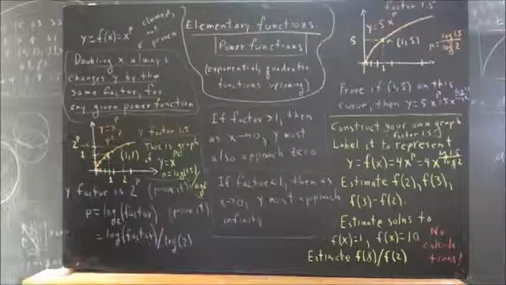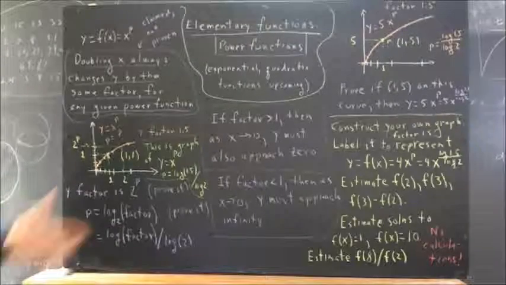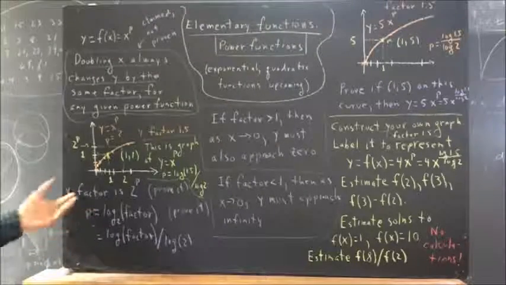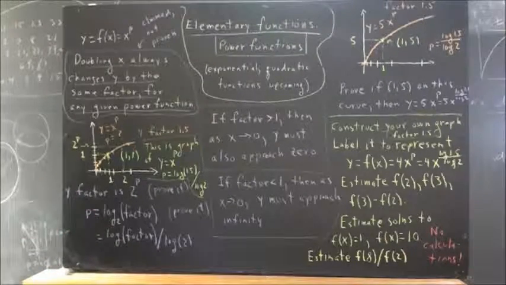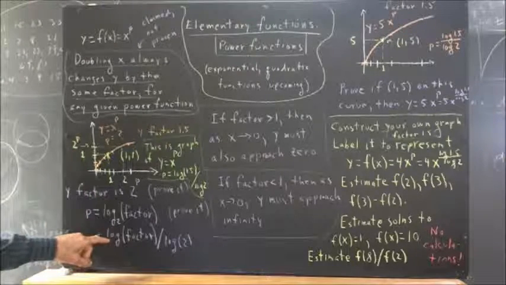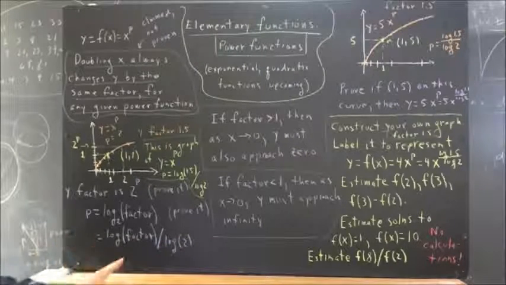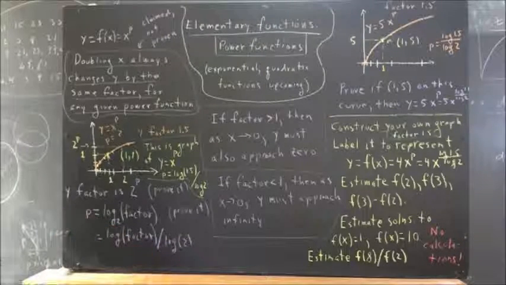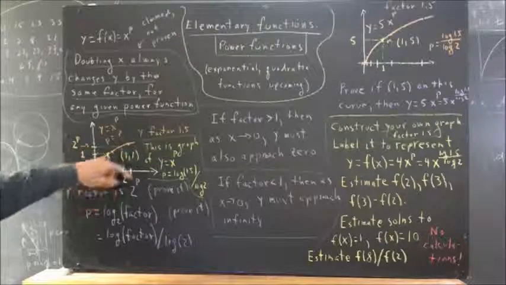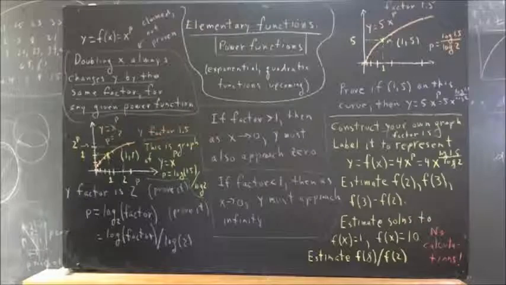Now you might or might not have covered logs by this point, and if you haven't, then that's not going to mean too much to you, but when you do, it will. And also, by the rules of logarithms, that's easily calculated as log of the factor divided by log 2. You have a log button on your calculator, so you could actually calculate this. You could actually figure out what the power p is if the y factor is 1.5.